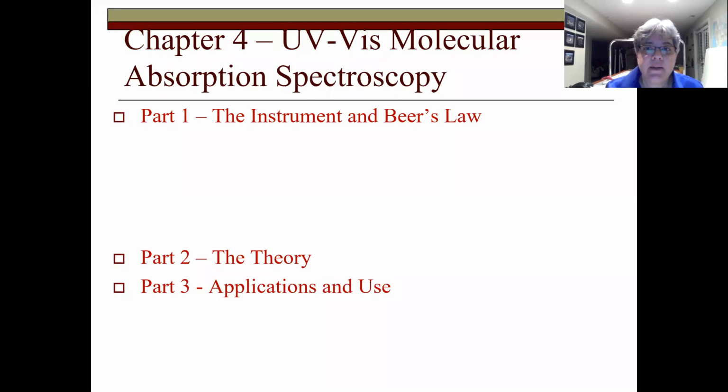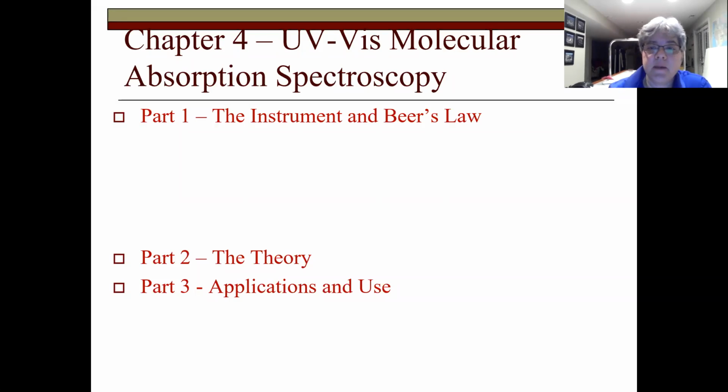Okay, so today we are continuing in chapter 4, which remember is UV-Vis molecular absorption spectroscopy. And I told you as we get into the instruments, you're always going to kind of see these three different parts. We'll talk about the instrument, and then we'll talk about the theory, and then we'll talk about application. So for this chapter, the instrument part of that is Beer's law, because that's what we're measuring.